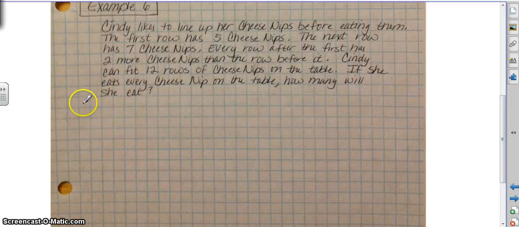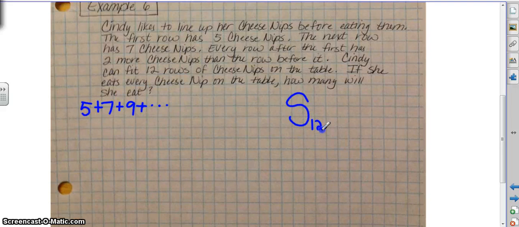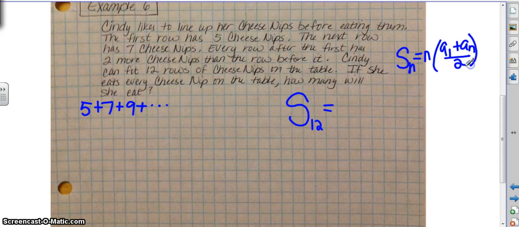So what's happening is she's starting with 5 cheese nips. The next row has 7 cheese nips. And then she has 9 cheese nips, and so on, all the way up to her 12th row. So I'm trying to find the sum, the total number of cheese nips that she's eating, all the cheese nips in every row. So S sub 12 is going to be equal to, remember the formula was S sub n is equal to n times the quantity A sub 1 plus A sub n over 2. So that means S sub 12 is equal to 12 times A sub 1, which is 5, plus A sub n, which I don't know right now, divided by 2.